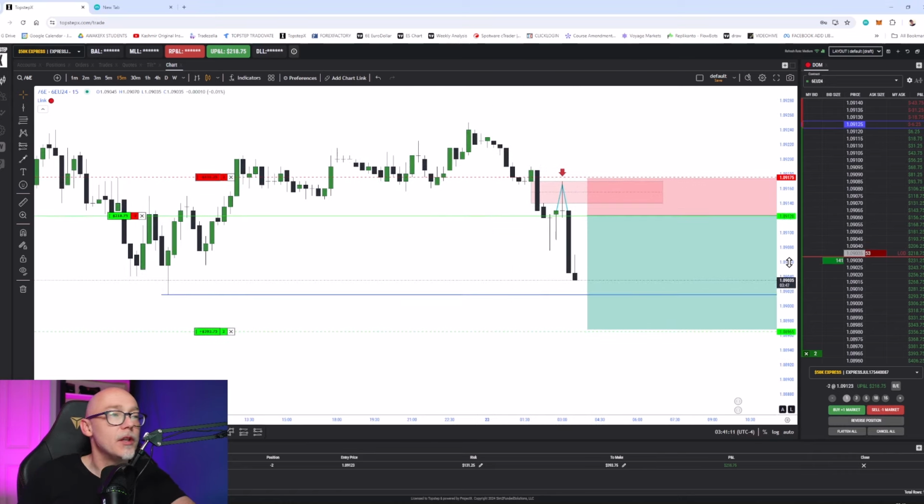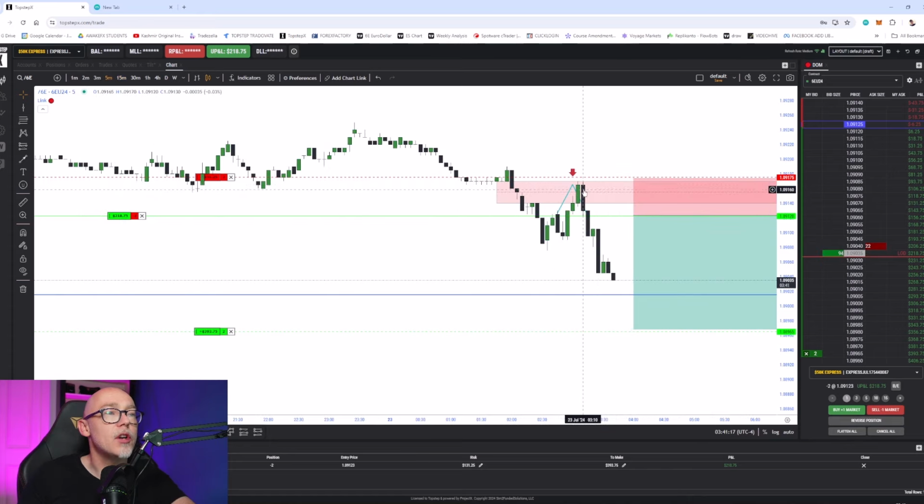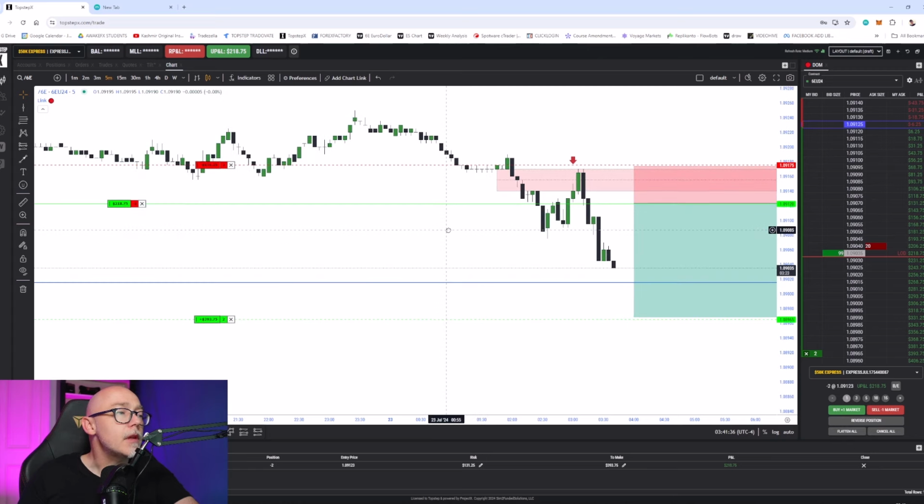This is the 15-minute chart, so I'm going to zoom to a 5-minute chart just to monitor this a little more closely. Now, the great thing about having a funded account with TopStep is you can copy your trades across to as many as 5 funded accounts. For example, on this trade I'm looking to make about $393, let's round it up, about $400.